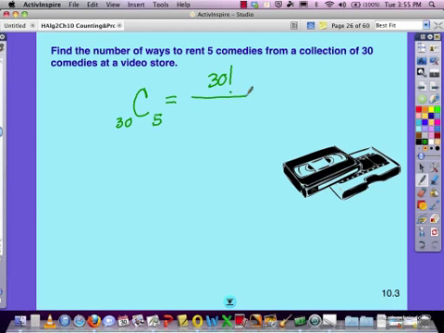So you start putting it into that formula. R factorial is 5 in this case, and then n minus r is 25. And so that's the value we can stop at. That's what's going to cancel.